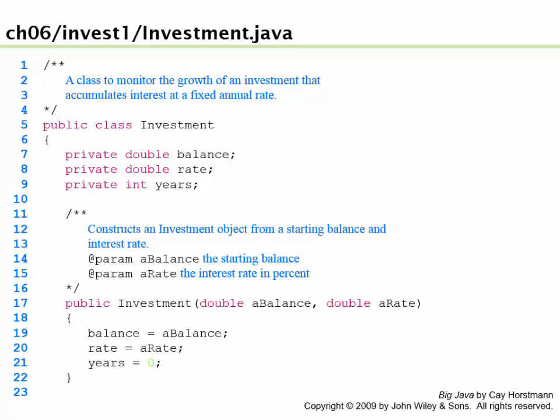Okay, so we have this new class called Investment. It's got a balance, a rate, and years. So it's like the bank account, other than the fact that it has an interest rate, and also this years field. Here it constructs it. We put in the starting balance and the interest rate. We'll set the years at 0.